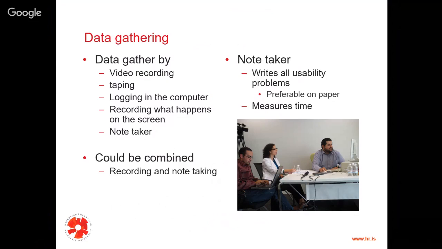So the note taker should write everything that happens, especially the problems that the user has. And now you know the authors of the book very, very well. So they would say preferably on paper. And I think that is also good because you don't have the sound then of people tapping on the keyboard, and maybe it feels a little bit like the people are more focused on this and not on Facebook or something else.